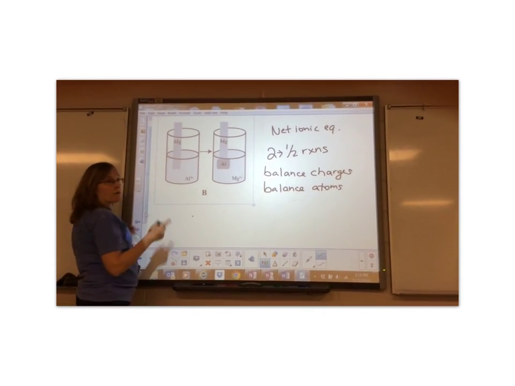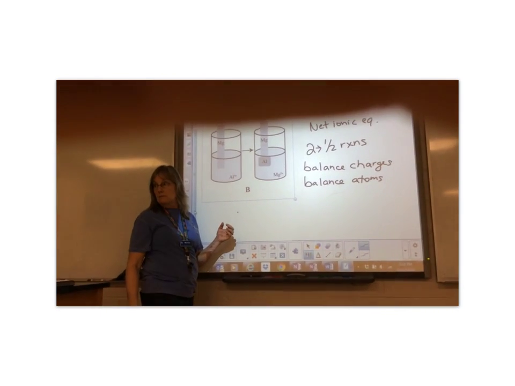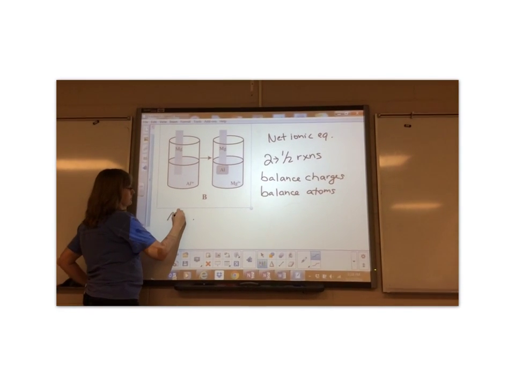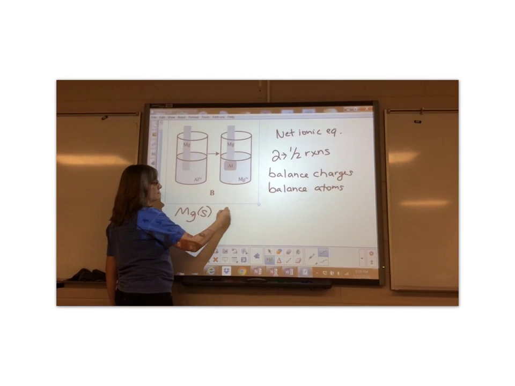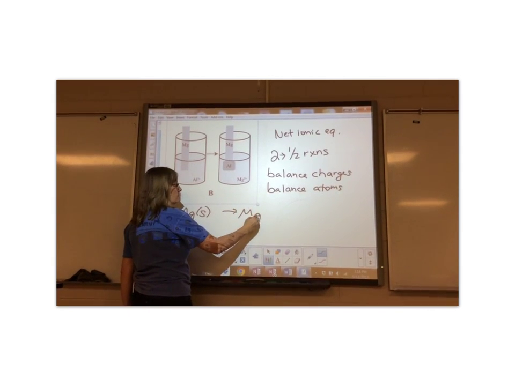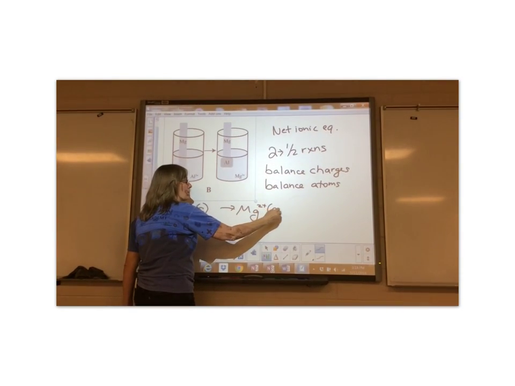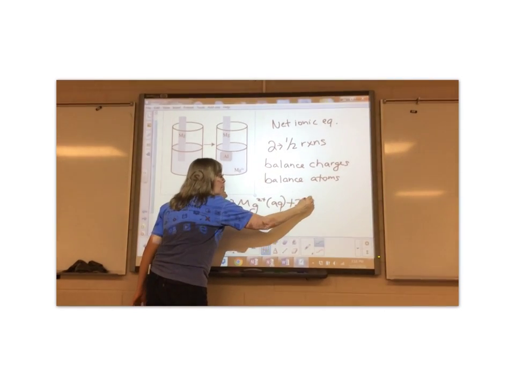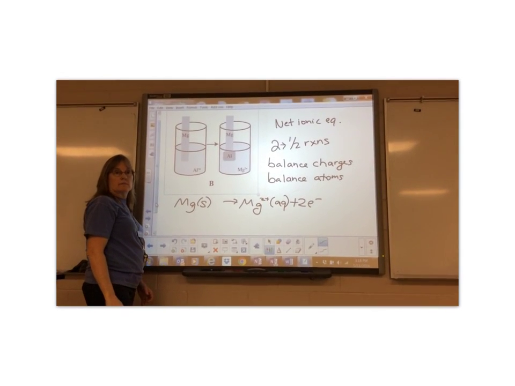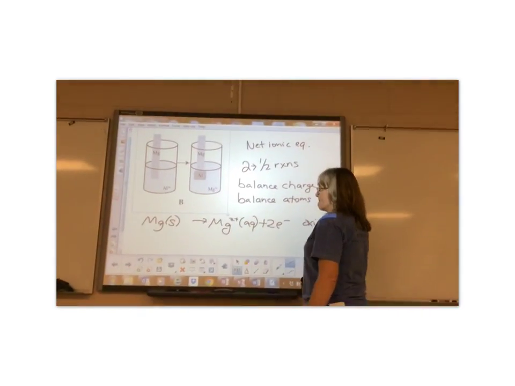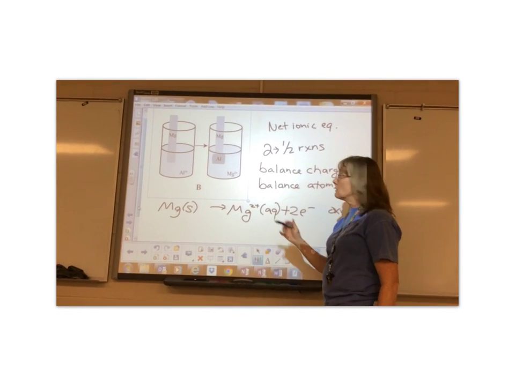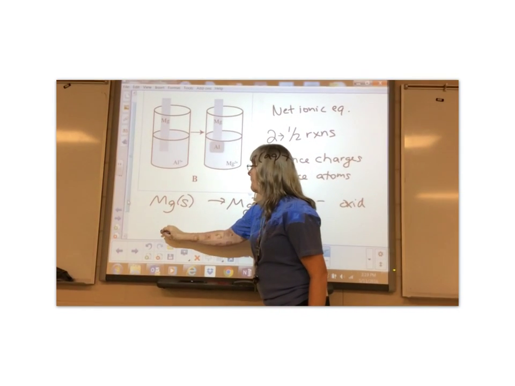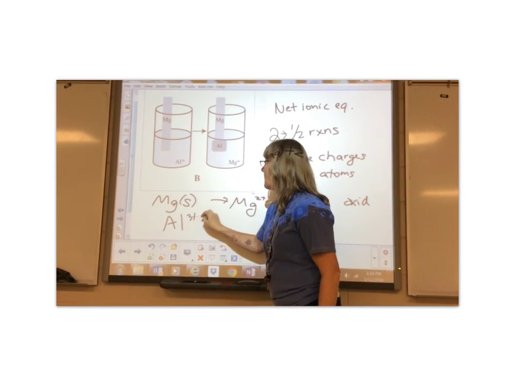So if we write the two half reactions, what's our first half reaction? Magnesium turns into magnesium 2 plus plus 2 electrons. Is that oxidation or reduction? That is oxidation. There you go, because it goes up. It goes from 0 to 2 plus. Very good.